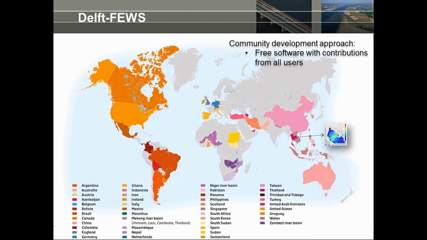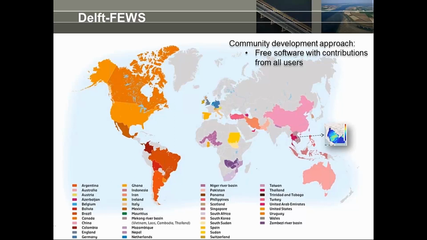Thanks, Joel. My name is Kunyan. Hello, everyone. I will continue the introduction of the Delft-FEWS flood forecasting system and early warning system part. As briefly introduced before, Delft-FEWS as a software package has been widely used in more than 40 countries in the world. It has been a forecasting system set up for different government agencies in the different countries.